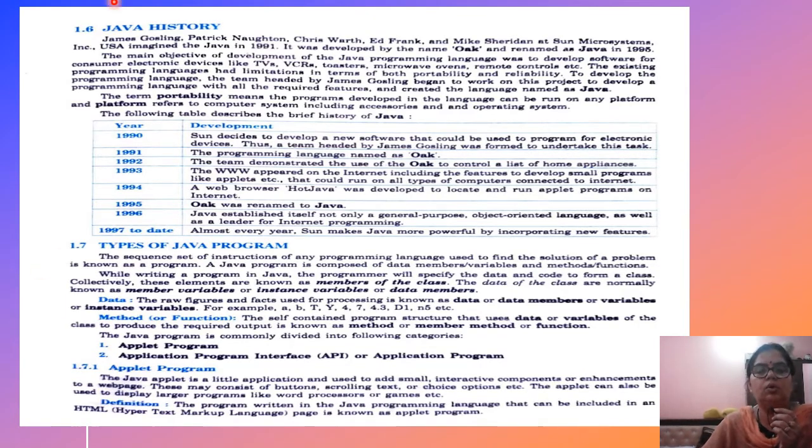Now, let's go through the Java history. What is Java history? You all learned this in class 8. I think you all learned all these things in class 8, but due to the pandemic, you have not gone through it seriously. But go to the Java history. Java was developed by James Gosling in the USA in 1991. Java is named after the oak tree. See, here are the years and how the development has taken place.